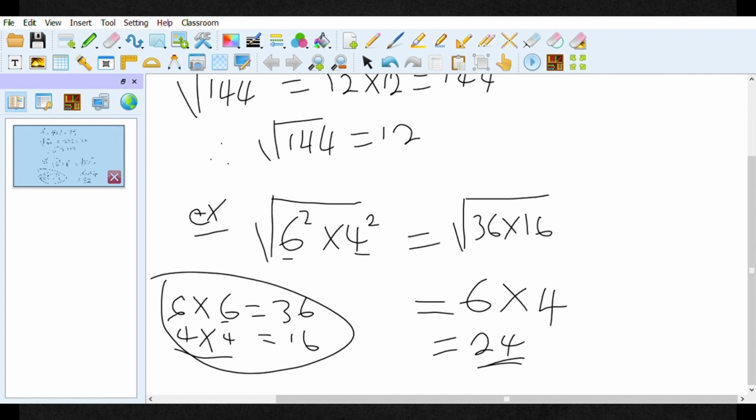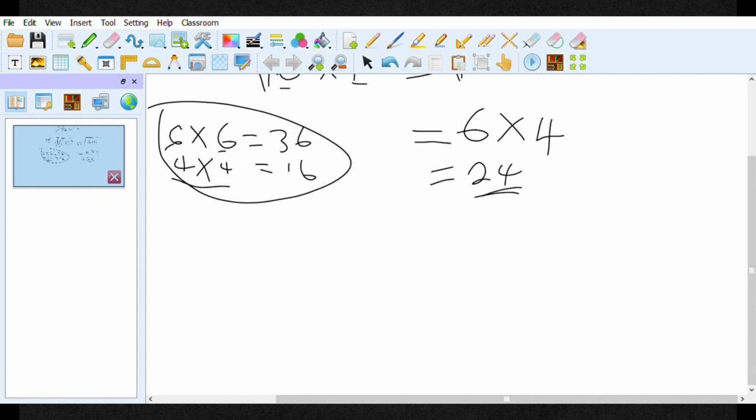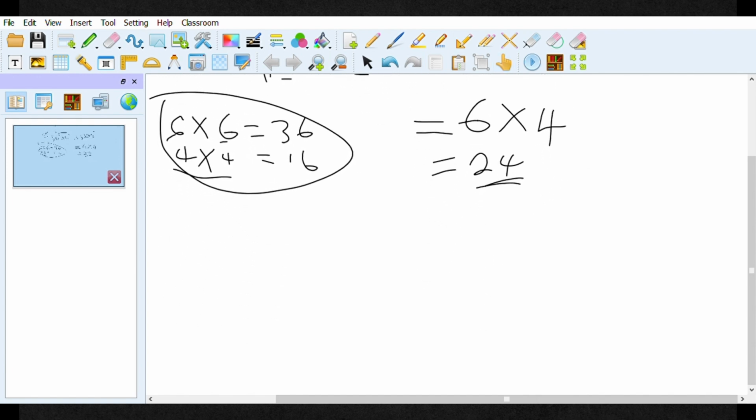So now that we have rounded up squares and square roots, let's now talk about the cube of numbers. When we talk about the cube of numbers, the cube is the value we get when a number multiplies itself 3 times. When a number multiplies itself 3 times, the value we get is called the cube of that particular number.